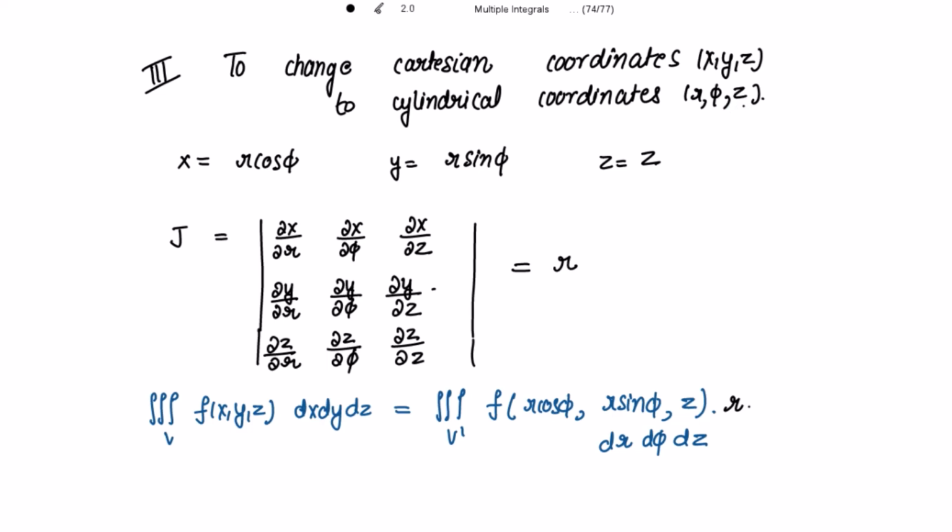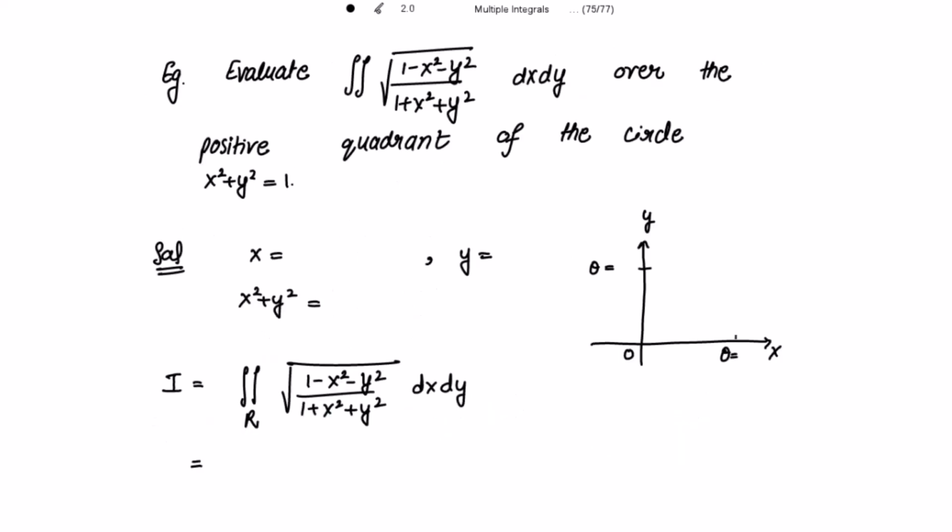Let's take one example. Okay. The example is, evaluate this double integral of the square root of (1 minus x square minus y square) over (1 plus x square plus y square) dx dy over the positive quadrant of the circle x square plus y square equal to 1.